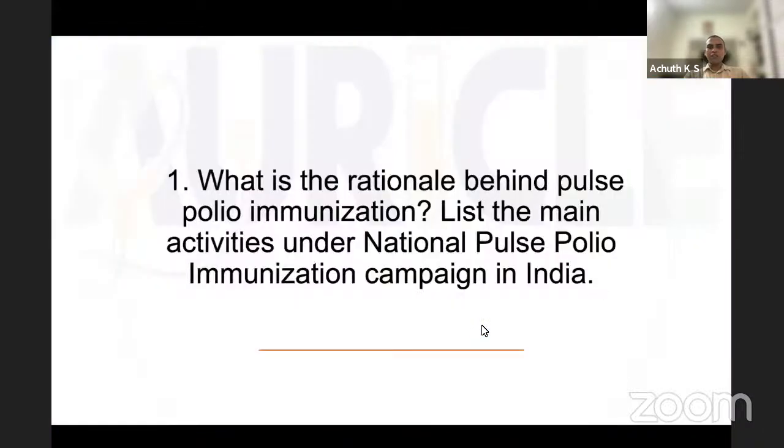Now we will start off with our topics for today. That is, what is the rationale behind pulse polio immunization? List the main activities under the National Pulse Polio Immunization Campaign in India.